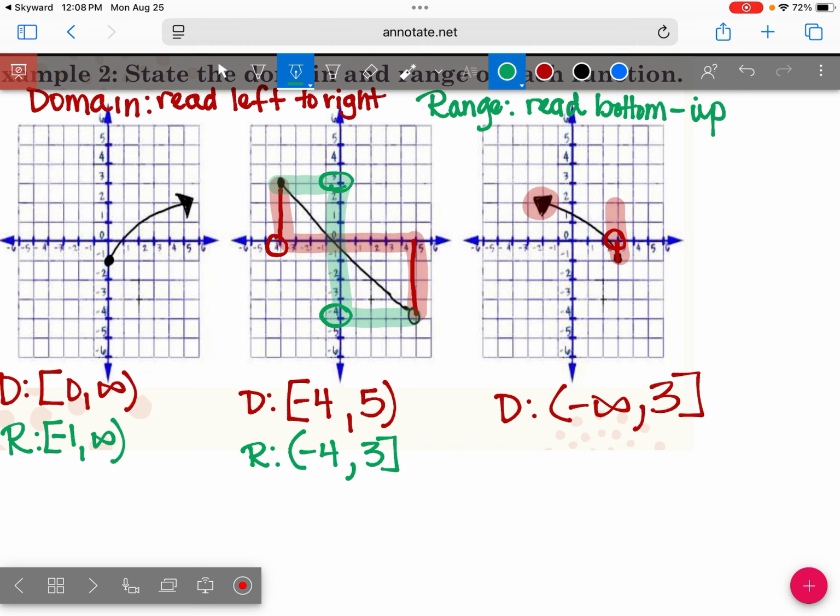Now let's do our range. The range starts here, which is -1. But then when you look at it, this graph on the y-axis, the numbers are getting bigger. So on the range is going up. So that would be towards infinity. Yes, Abby?